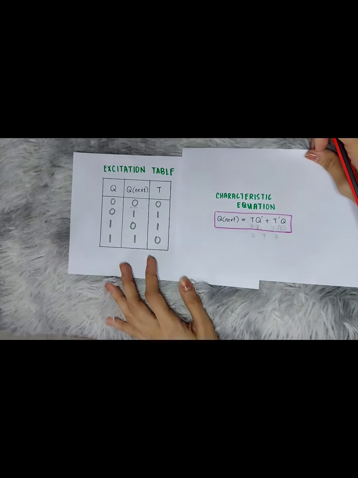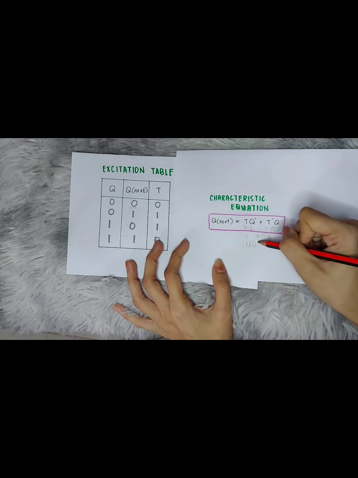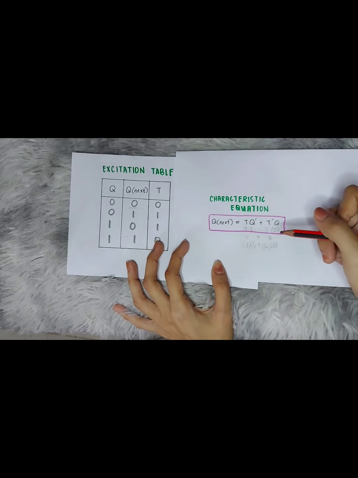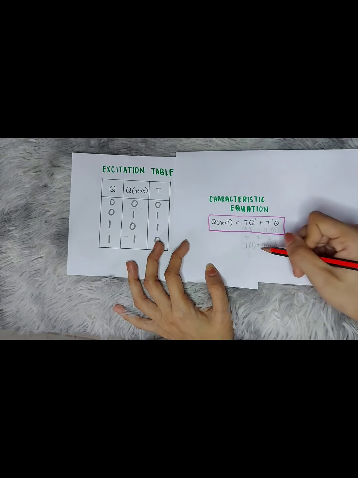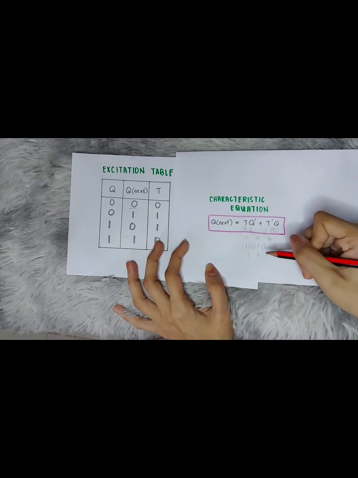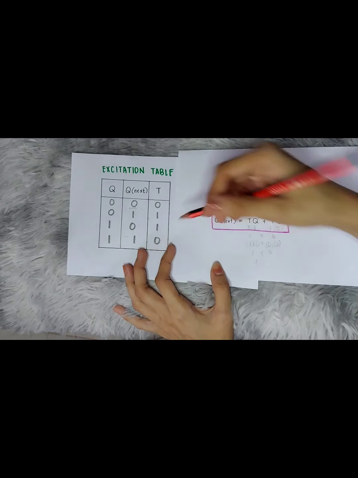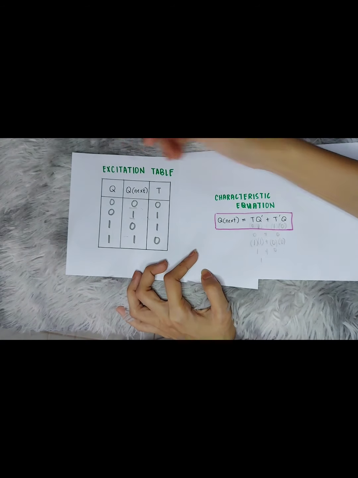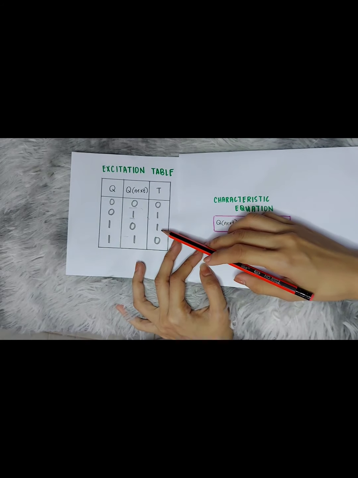Next, if we try to use T as 1, Q prime will become 1 and T prime will become 0 and Q is 0, so 1 times 1 is equal to 1, plus 0 is equal to 1, so Q next here will become 1. It simply represents the complement or the inverse of the Q when the T or the trigger input is high.